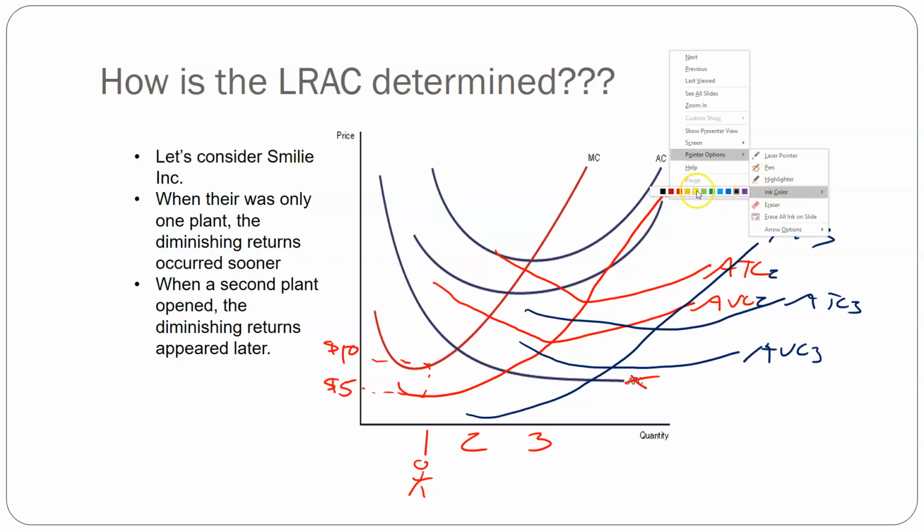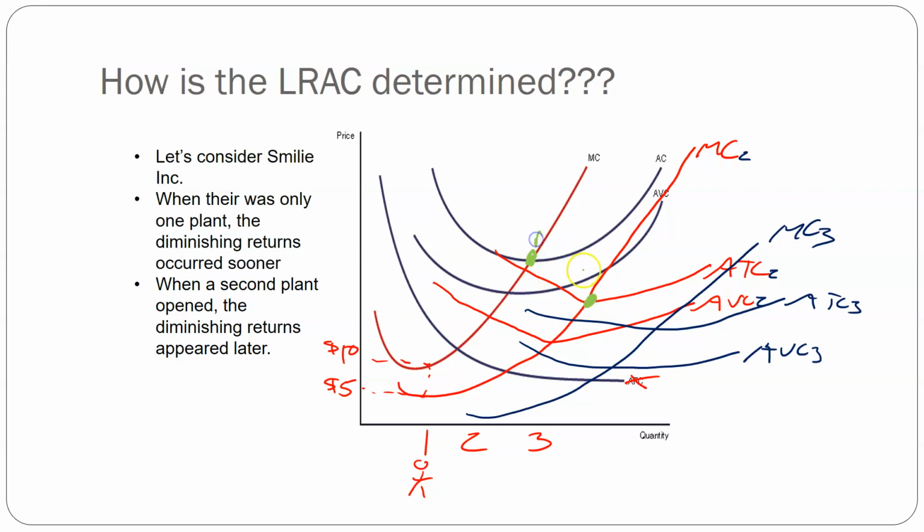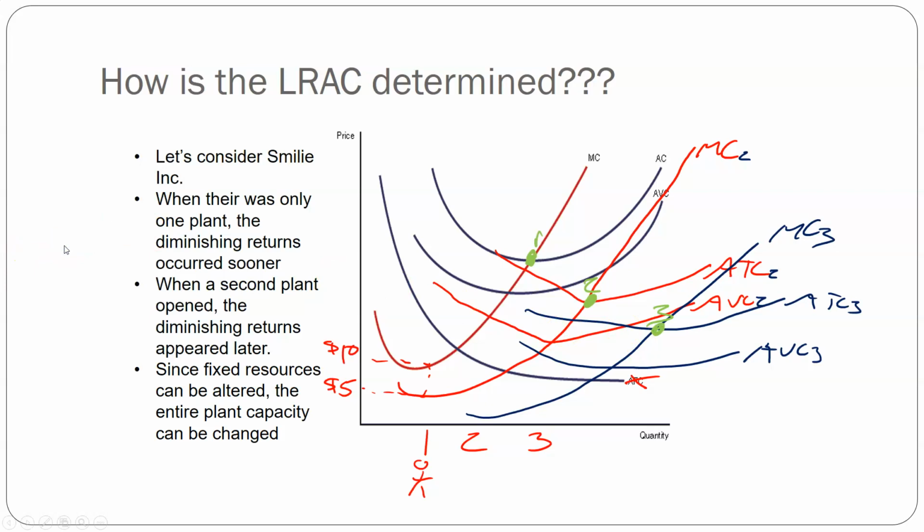Let's get different colors so we can see. Maybe bright green would be good. So at first, our cost was right here. And then as we kept going, you know what? We got more fixed resources, more capacities. Now we're down here. So here's our first, here's our second, and you know what? Now we're down here. There's our third. And it can keep going and going and going. So since fixed resources can be altered in the long run, the entire plant capacity can be changed. We kind of see that being represented.